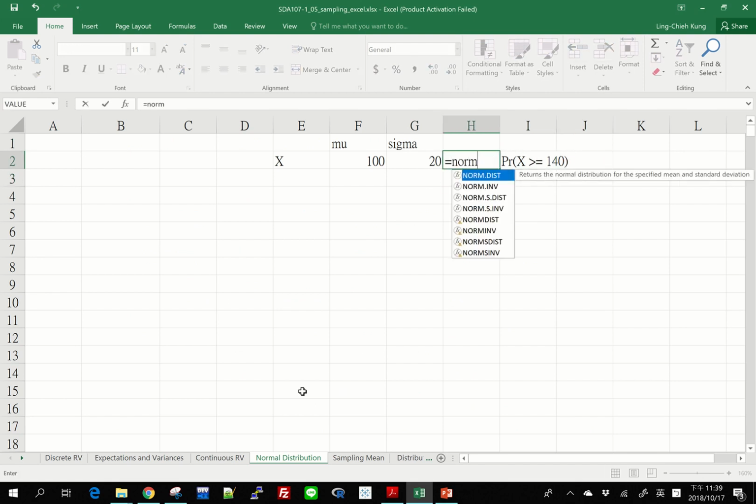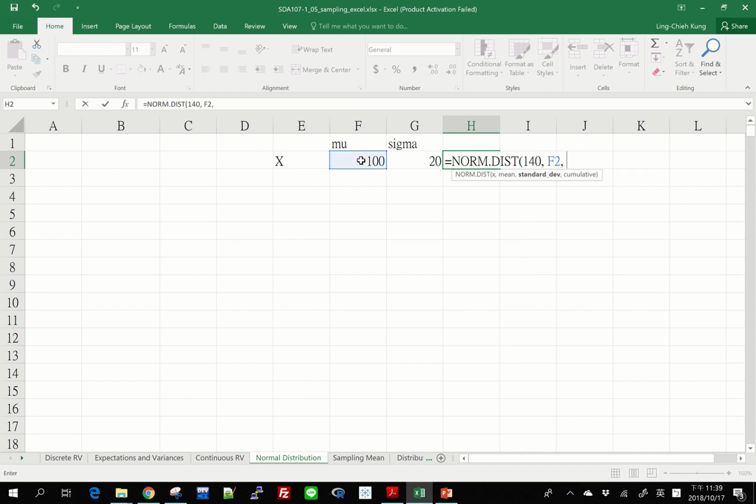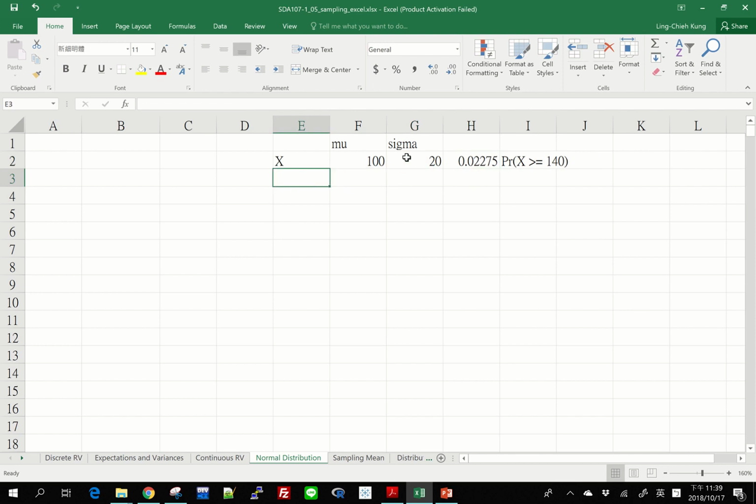So NORM.DIST. My x is 140. Mean is here. Standard deviation is here. And I'm going to put 1 here for cumulative, because this is talking about greater than or equal to, so I'm going to use 1 minus that left tail probability. That's 0.227, so about 2.27%.